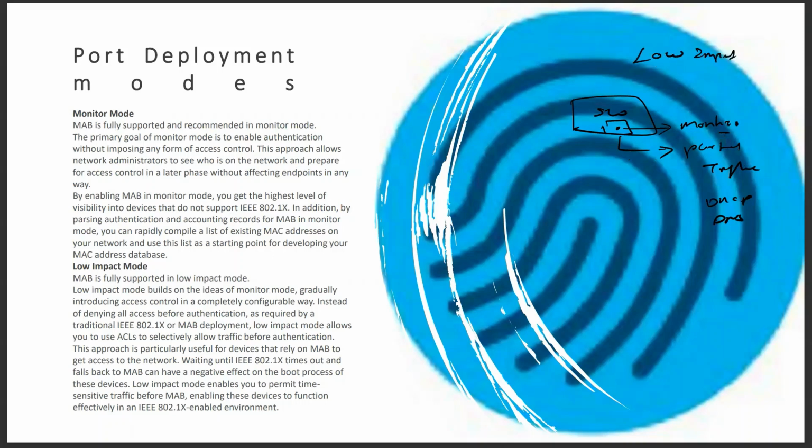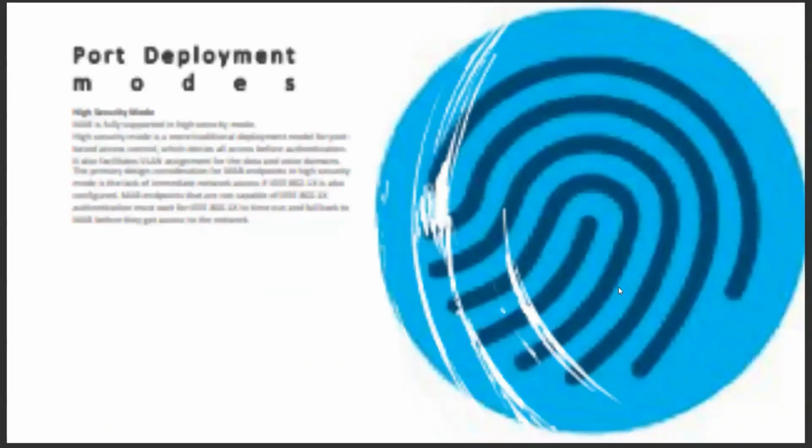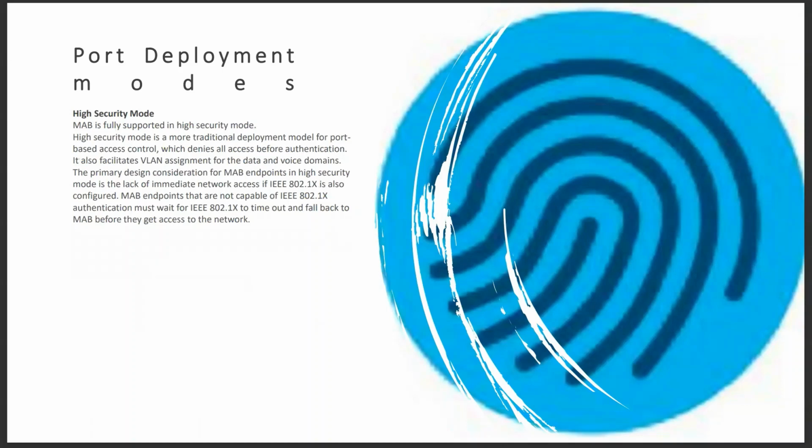And we have one more, the high impact mode, or high security mode. In this setup, the same thing, the switch will be there, and there will be a port. If I say high security mode, that means the machine will only be allowed after completing the authentication.